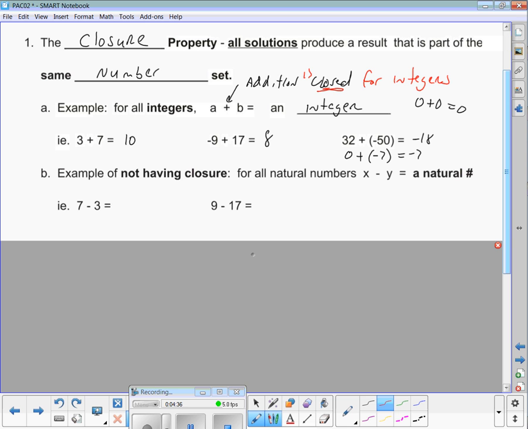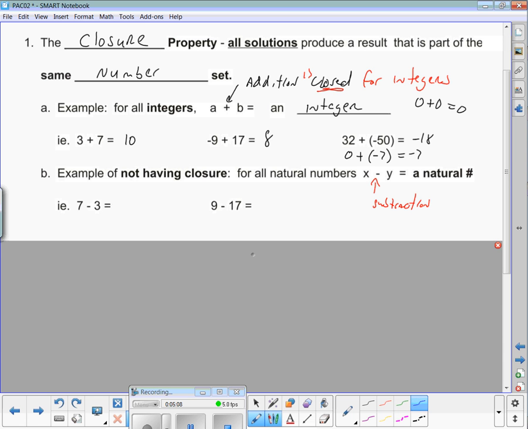For all natural numbers, so now we're talking about natural numbers. Let me refresh your memory. The natural numbers are 1, 2, 3, 4, 5, 6, 7, 8, 9, 10, etc. So remember, the beginning is 1. So is the operation of this time subtraction? Is subtraction closed? That's what we're asking on this one. So is the operation of subtraction closed for the natural numbers?